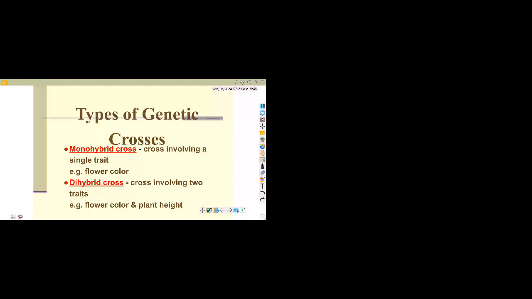And go ahead and write the examples. So one trait, that'll be like you're crossing a red flower and a white flower. A dihybrid cross would be that you're crossing a red tall flower with a white short flower.